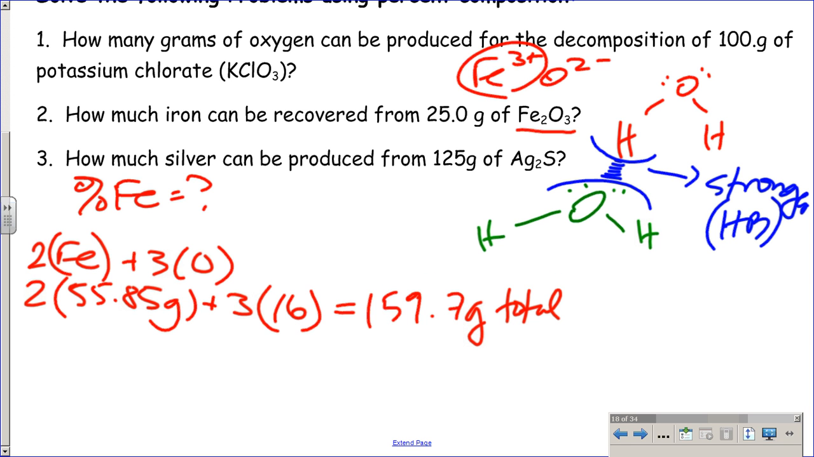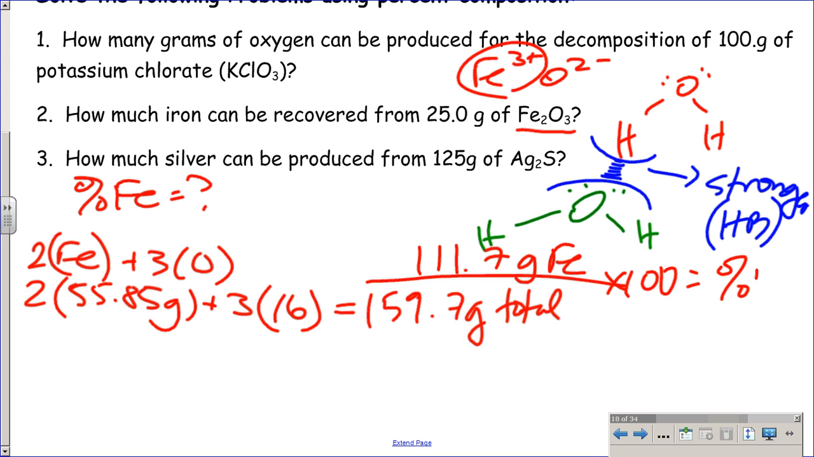So this is the total, so this is going to be in the denominator. Iron is going to be whatever iron's worth, right? So there's 2 irons, each weighing 55.85. So 2 times 55.85 is 111.7 grams of iron. So we have grams of iron from the sample over the total grams times 100, and that's going to give us percent iron.